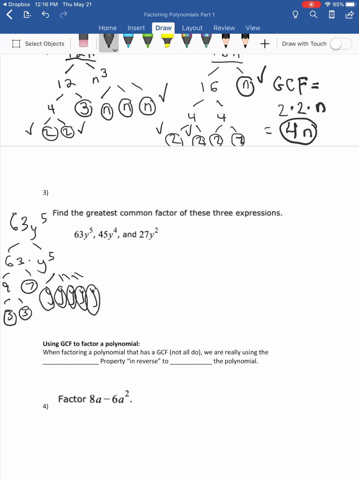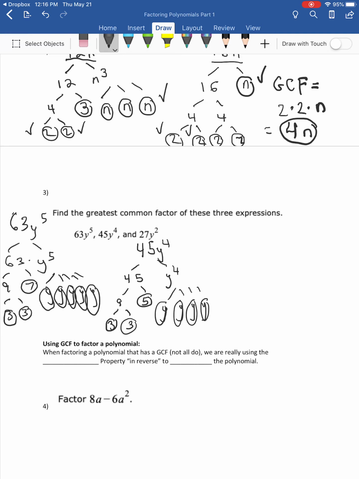Okay, then let's do 45y to the 4th. 45, y to the 4th. 9, 5. 5's a prime. 3, 3. Those are each primes. And then we got 4 y's. All right, now we need 27y squared. 9, 3. 3's a prime. And we got 2 more 3's over here. And then we've got y and y. Those are each primes.